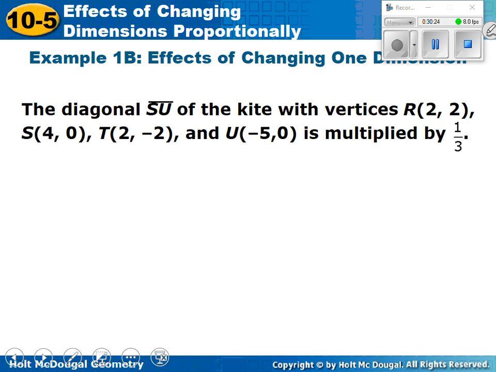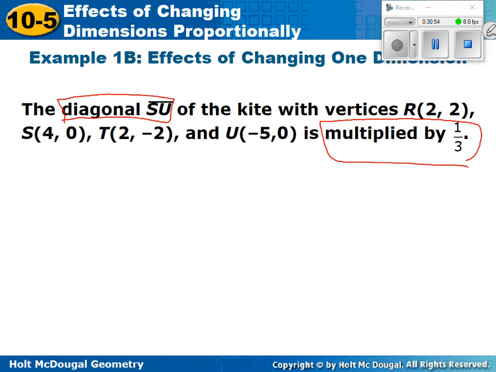Okay, let's look at this problem. What are you going to need to do? First of all, what are we talking about here? A kite, and the directions are the same as the last question. Describe the change that would happen to the area if what is happening to the kite? What does it say is happening to the kite? The diagonal SU is being multiplied by 1/3. Okay, so we're trying to describe what's happening to the area if the diagonal is multiplied by 1/3.